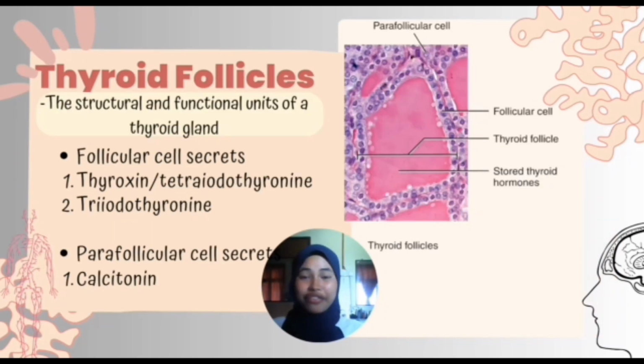Next, thyroid follicles. Thyroid follicles are the structural and functional units of the thyroid gland. They have two cell types, which are follicular cells and parafollicular cells. Follicular cells secrete two hormones, which are thyroxine, also called tetraiodothyronine, and triiodothyronine, while parafollicular cells secrete calcitonin.